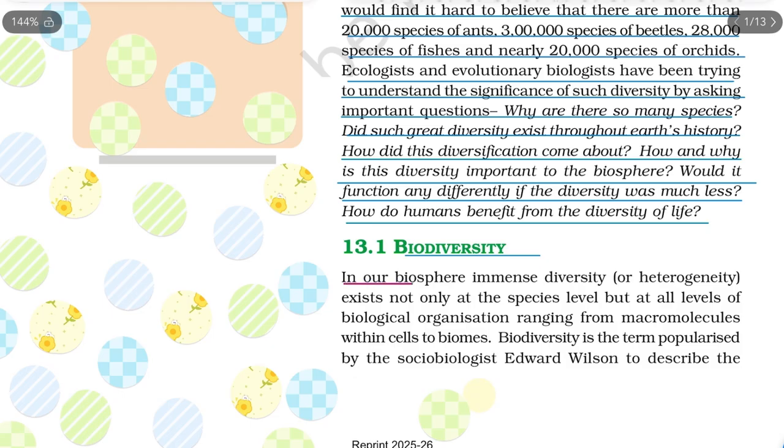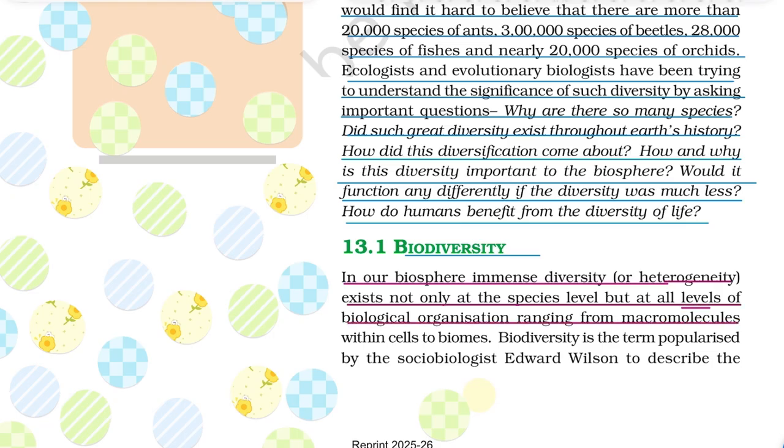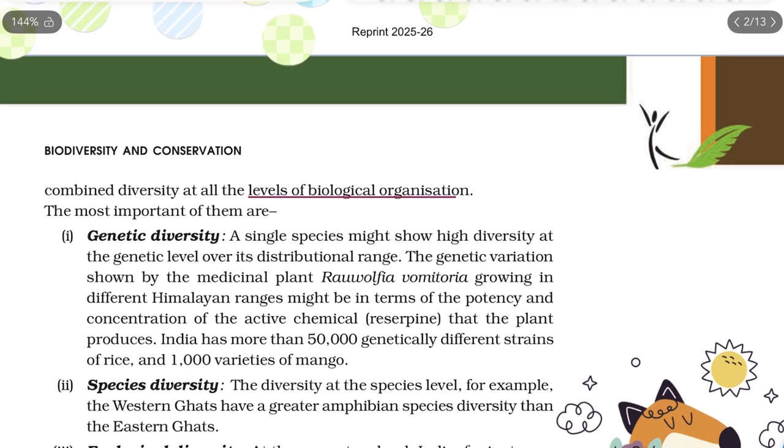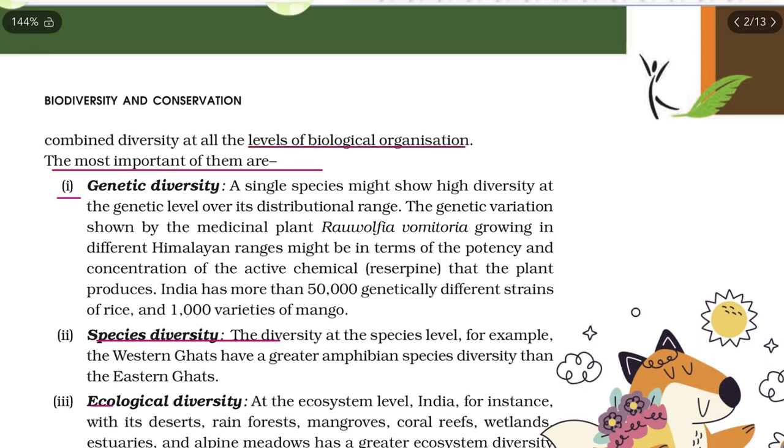Biodiversity. In our biosphere, immense diversity or heterogeneity exists not only at the species level but at all the levels of biological organization, ranging from macromolecules within the cell to biomes. Biodiversity is a term popularized by sociobiologist Edward Wilson to describe the combined diversity at all levels of biological organization. The most important of them are genetic diversity, species diversity, and ecological diversity.